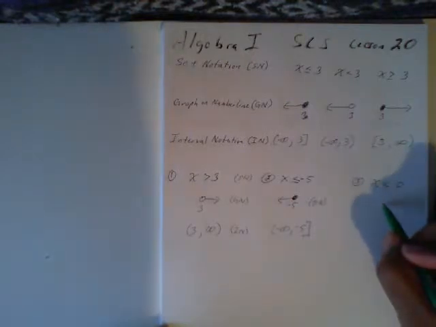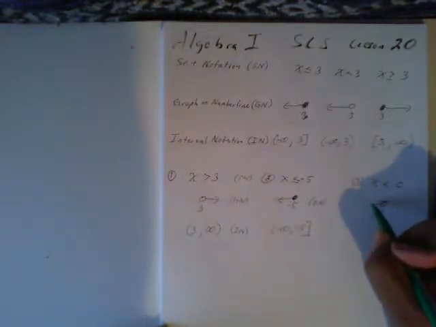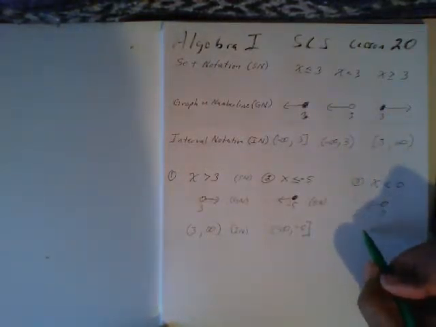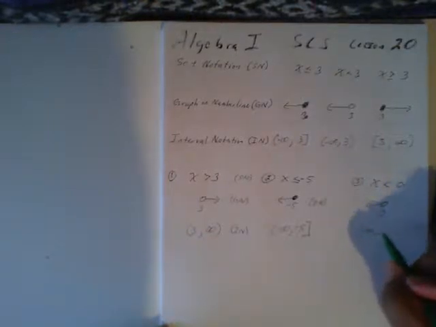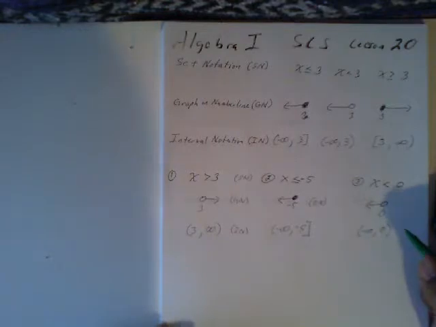X less than 0. On the number line, here's 0 right here, and we'll put an open circle because we're not including 0, and we're going to the left. So we'll put an arrow here going to the left. So that's the graph for it. Now, to the left, we're going to negative infinity, so we'll put negative infinity here on the left. On the right, we're going to 0, but it's not included, so I'll put a parenthesis.